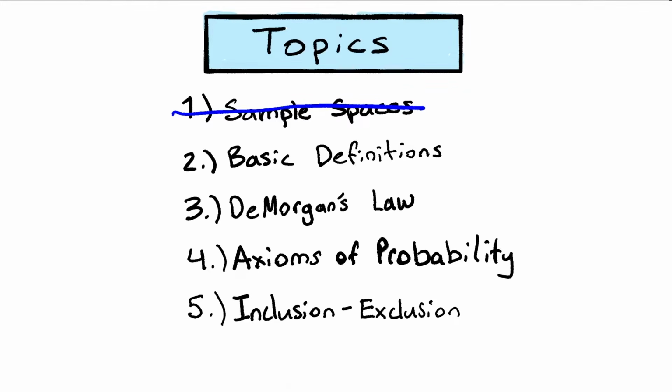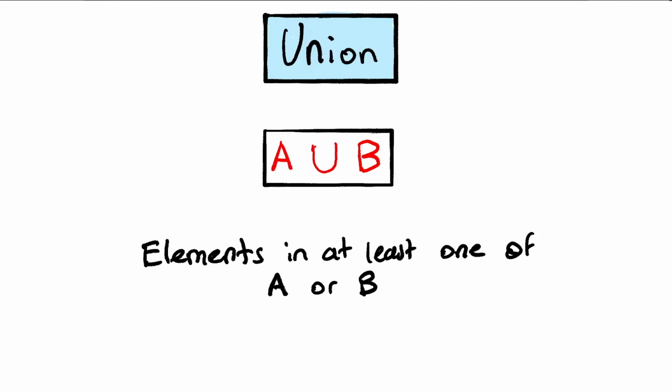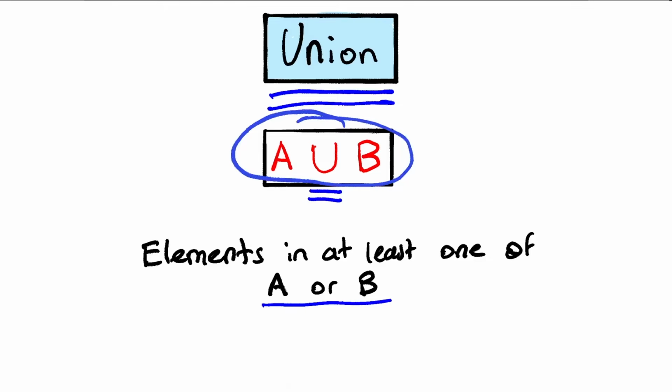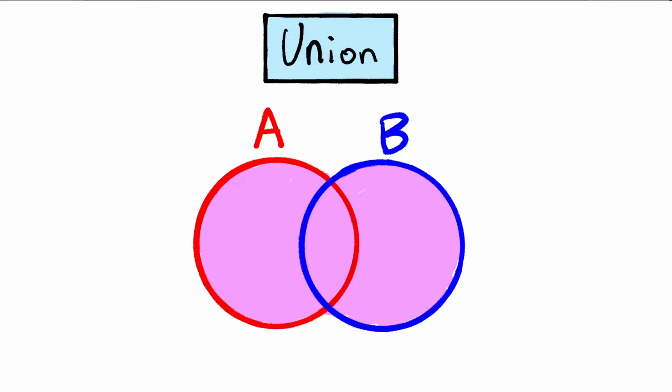Now let's move on to some basic definitions. The first important definition is called the union. And the union symbol looks like a big U. Its definition is the elements in at least one of A or B. Another way to think about it is just the word or. If you read this expression right here, it's basically saying, is the outcome you want in either A or B? In Venn diagram terms, union A or B is the same as having any segment in at least A or B, which is the whole Venn diagram.